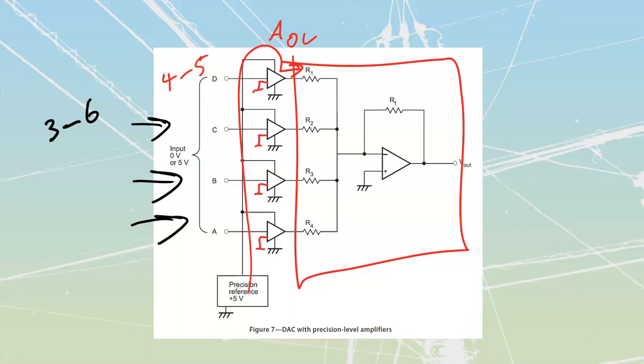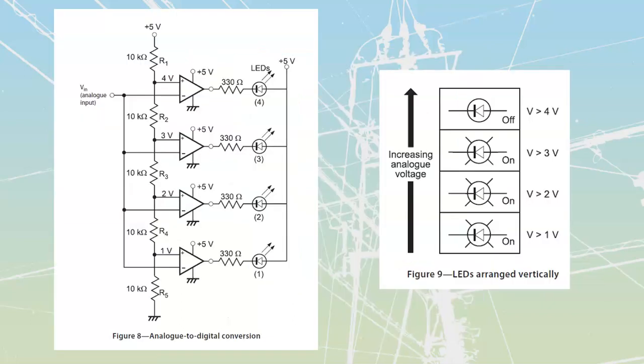Well, we can go digital to analog with these things. We can also go analog to digital with these. An ADC is going to be the opposite of my DAC. The ADC is just going to take in analog values of voltage, compare them, and then give me digital outputs from these ones.